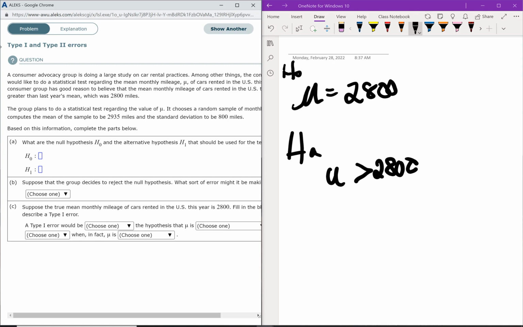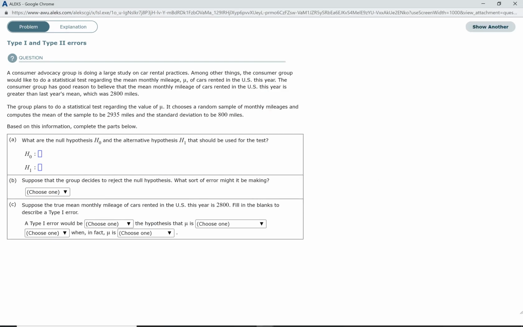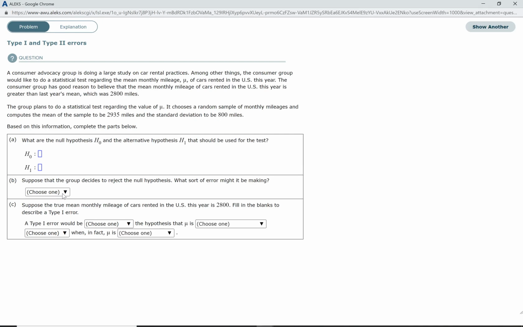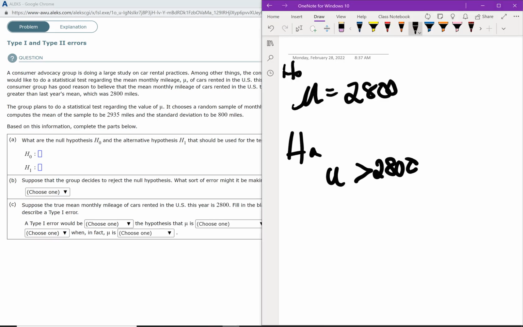Part B says, suppose that the group decides to reject the null. What type of error would they be making? Understand that a type 1 error has to do with rejecting the null. So for this question, I would say a type 1 error. I can't drop down the menu because I'm in teacher mode, but if I drop this down, it will give you a choice of type 1 or type 2. If you're dealing with rejecting the null, then this would have to be a type 1 error for part B.